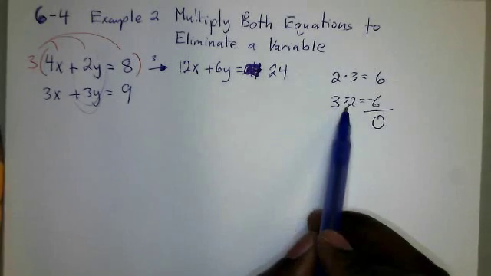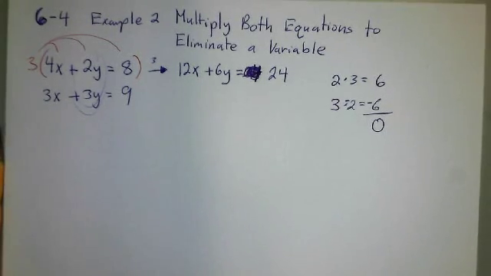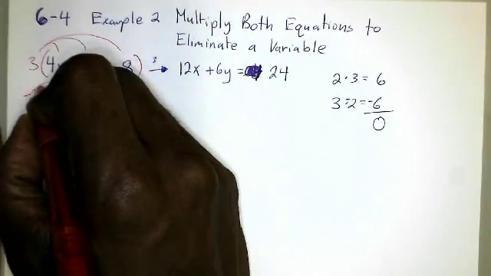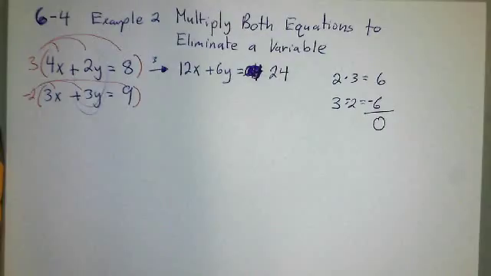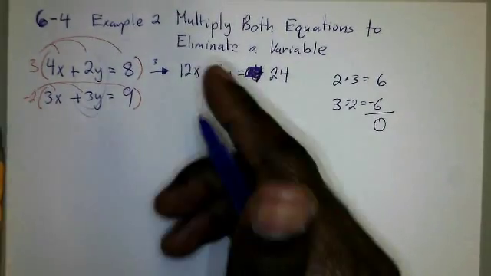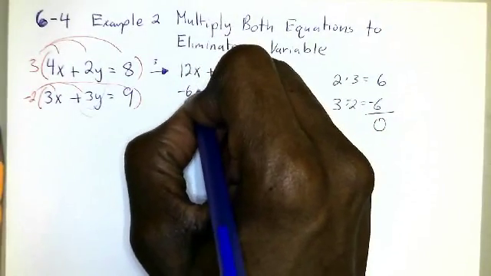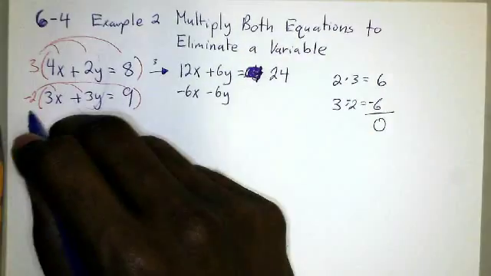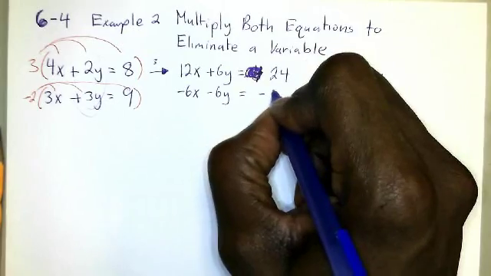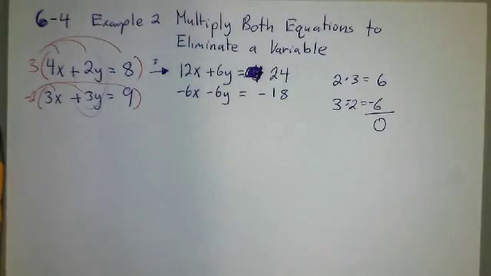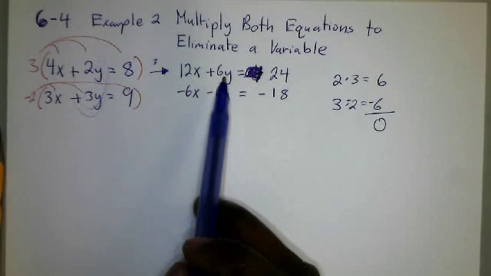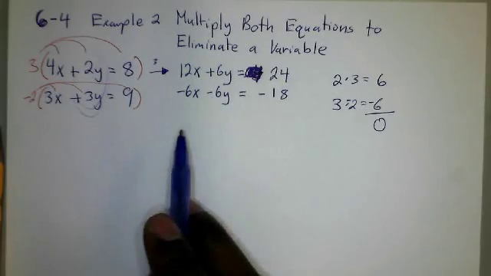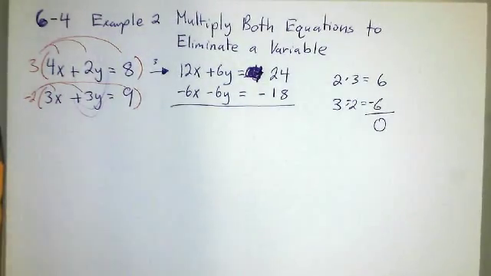Now, the same concept. We multiply the second one by negative 2. So let's go ahead and multiply this one by negative 2. And we're going to multiply every term inside of the parenthesis now. So negative 2 times 3, which is negative 6x. Negative 2 times 3, again, it's negative 6y. Negative 2 times 9 is going to give us negative 18. Alright? Now that we have the numbers being the same but the signs being opposite, this one is plus, this is negative, what we're going to do is add the two equations together.